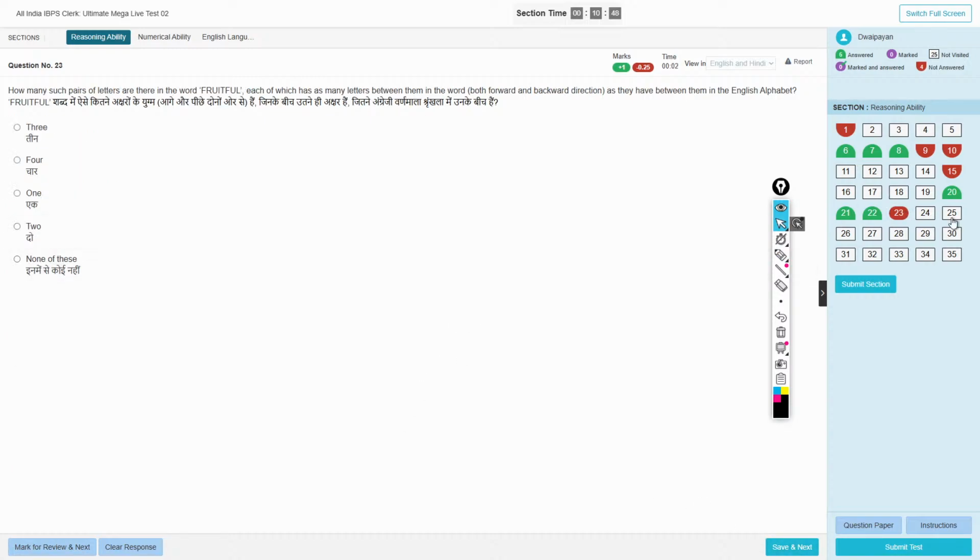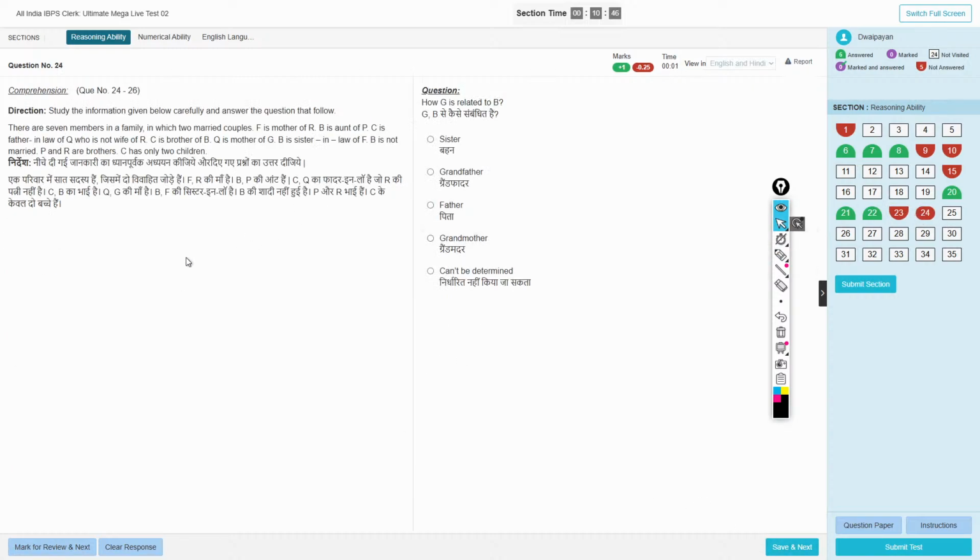How many meaningful changes? 7 members, family to married couple. F is mother of R. B is aunt of P. Okay, with R, what clue do I have? Who is not the wife of R? Okay, C is brother. No clue with F or C. So this is not a good clue.